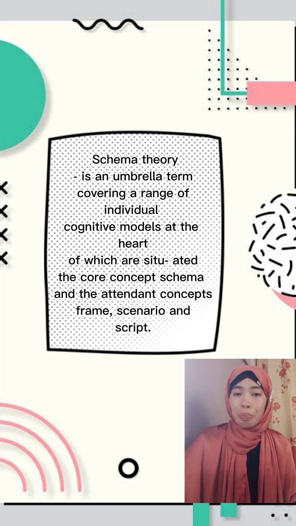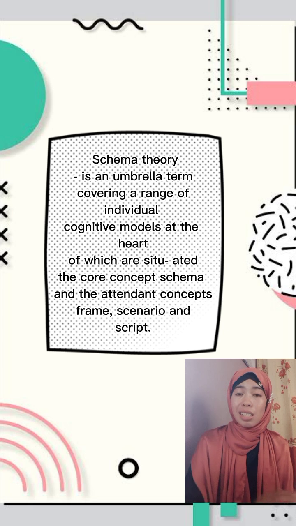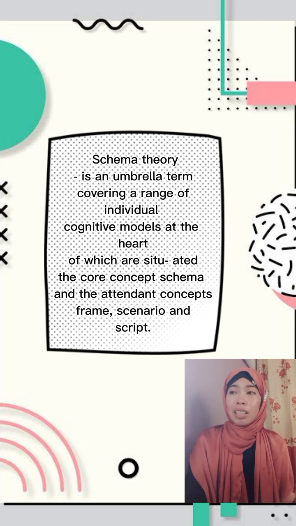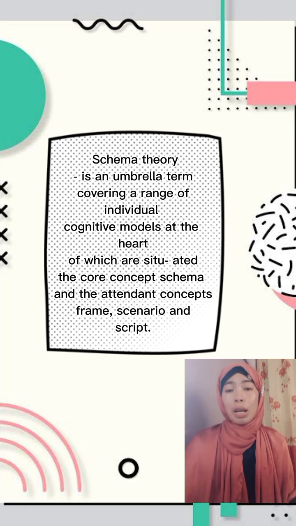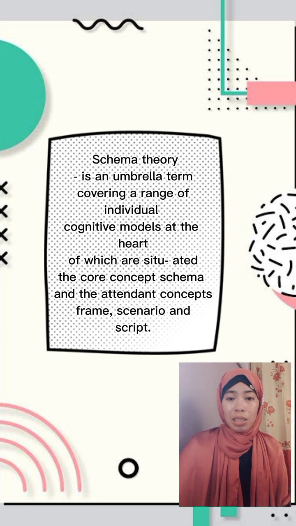To begin with the schema, it is a mental framework or structure that organizes and processes information. It also helps individuals interpret and understand the world around them by providing a set of expectations and knowledge concepts or situations. So when we say frames, they are mental structures that help individuals organize information by categorizing it into different contexts or scenarios. Frames provide a way to understand and interpret the world by placing information into relevant categories.